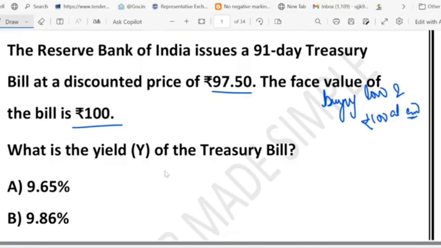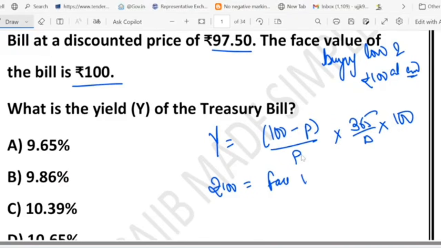Right. So there is a formula that we use to calculate the yield. And what is that formula? Yield is equal to 100 minus P upon P, where 100 is the face value. So remember, for a treasury bill, rupees 100 is always the face value. Now P is the purchase price.